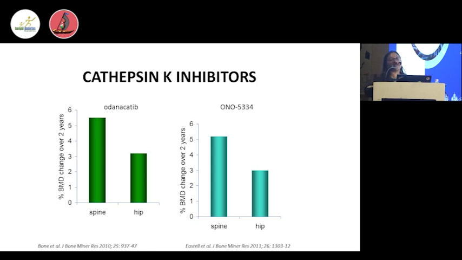So there are three cathepsin K inhibitors. One is odanacatib, which is given 50 mg weekly, and the other two are in the developmental phase. So today we will focus only on odanacatib. That too again not FDA approved.